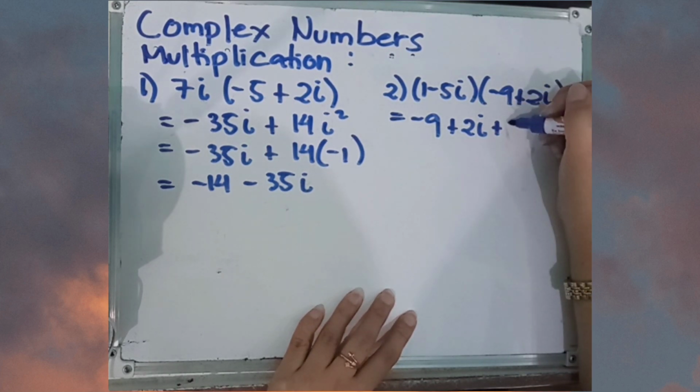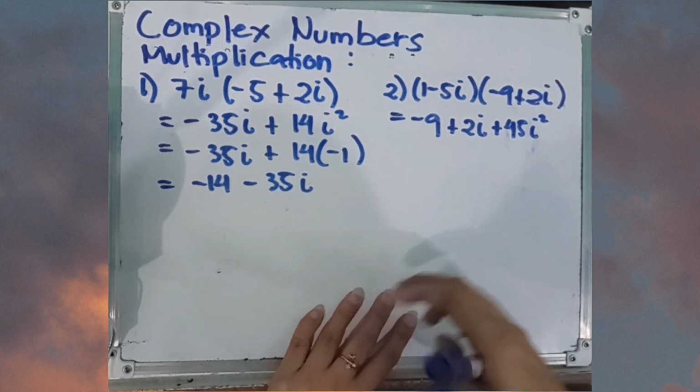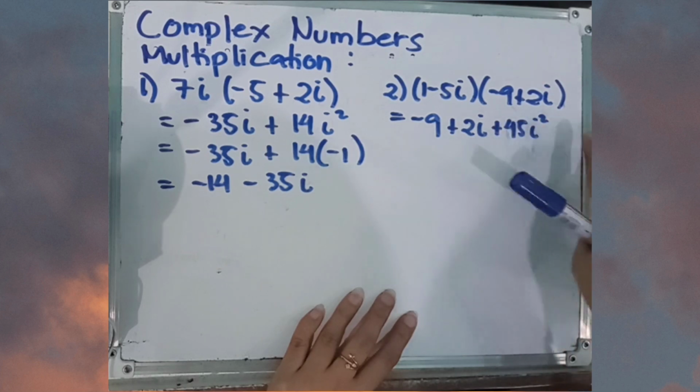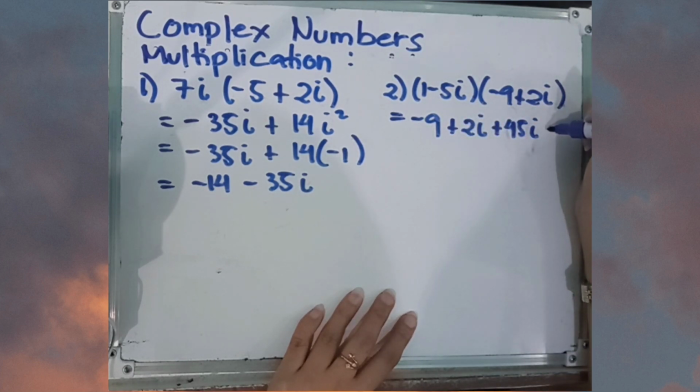that's positive 45i squared. I'm sorry, first outer, that's only positive 45i. Then last, that is negative 10i squared.